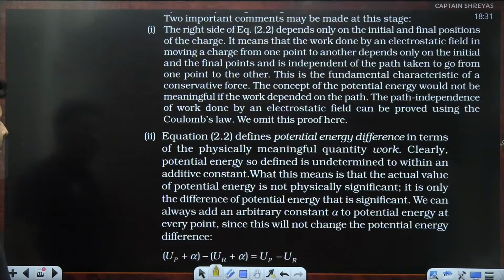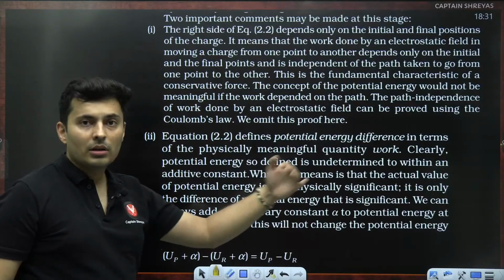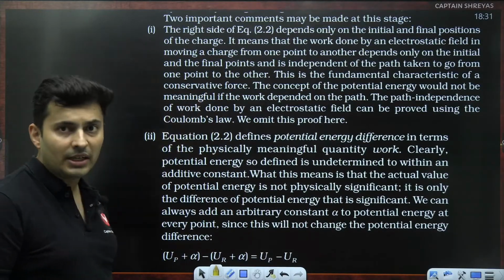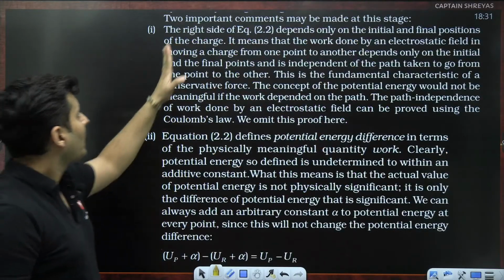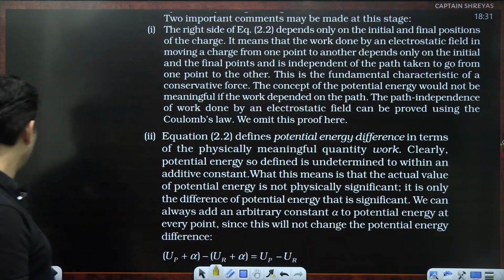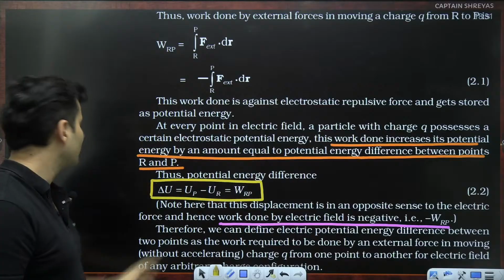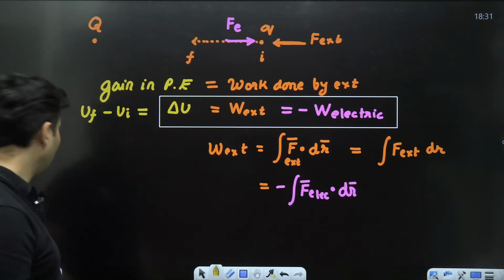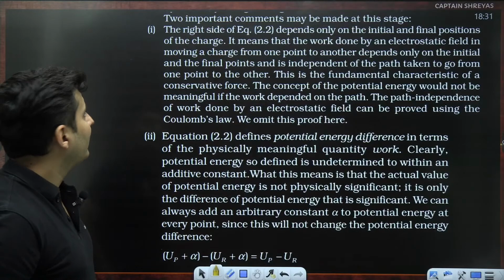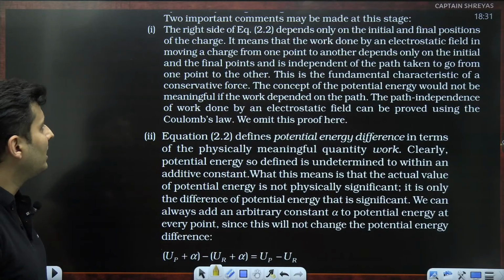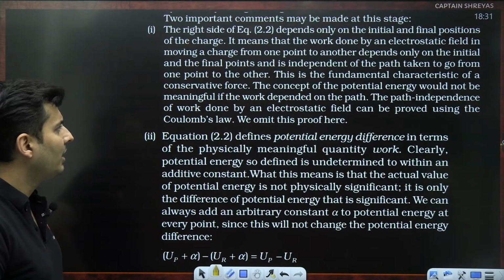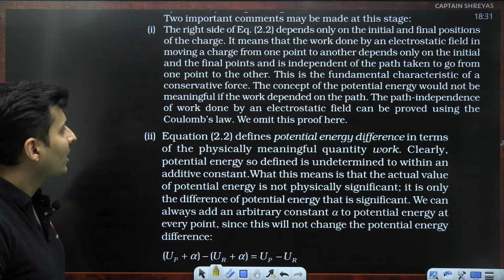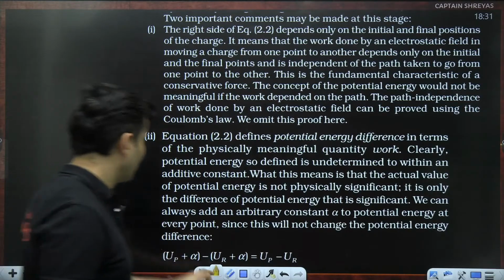That's what it means. Now, there are two new things that are commented at this particular point of time. So what are those two things after this particular paragraph? Let's have a look. The right side of the equation depends only on the initial and final positions. Meaning, what is the right side? That is basically this one, the integration part. That's what they are mentioning. It means the work done by the electric field from one point to the other depends only on the initial and final positions and is independent of the path taken. This is a fundamental characteristic of conservative force. The concept of potential energy would not be meaningful if the work depended on the path. The path independence of work done by the electric field can be proved using Coulomb's law. We omit this proof here. Okay, the proof is not needed.